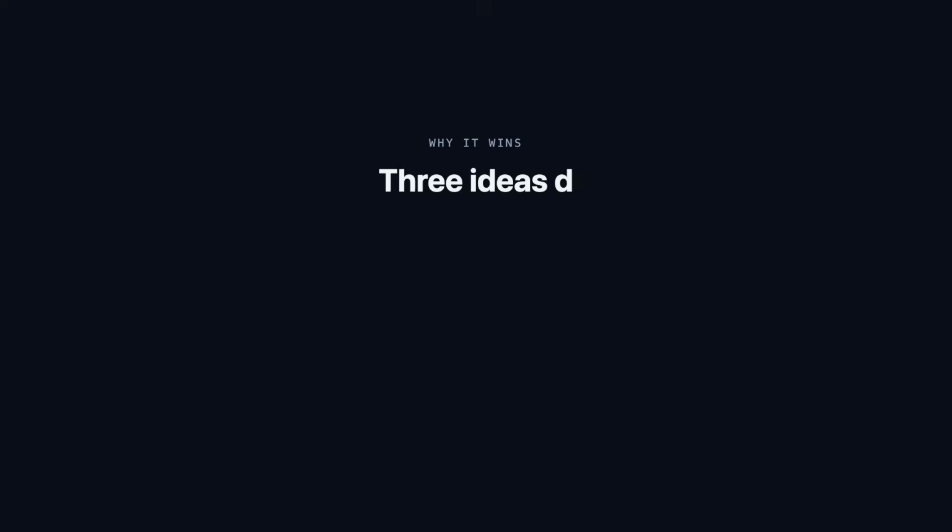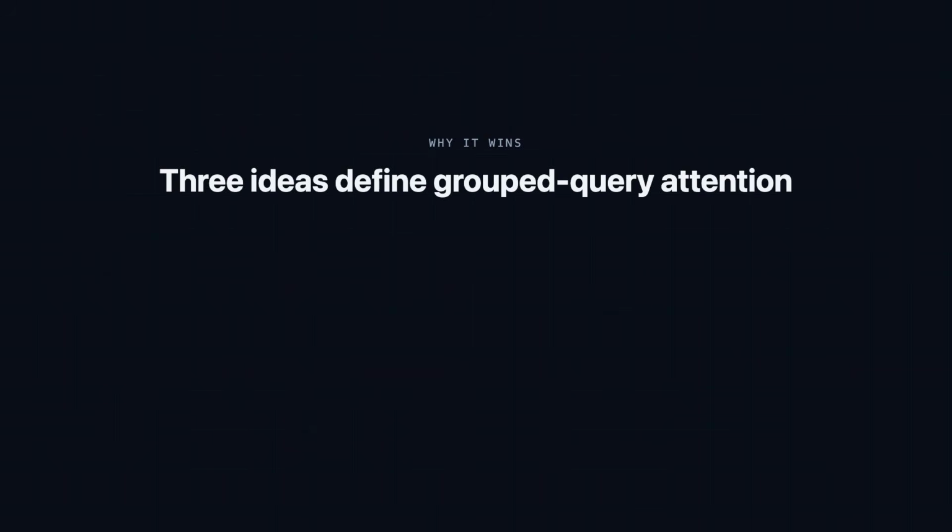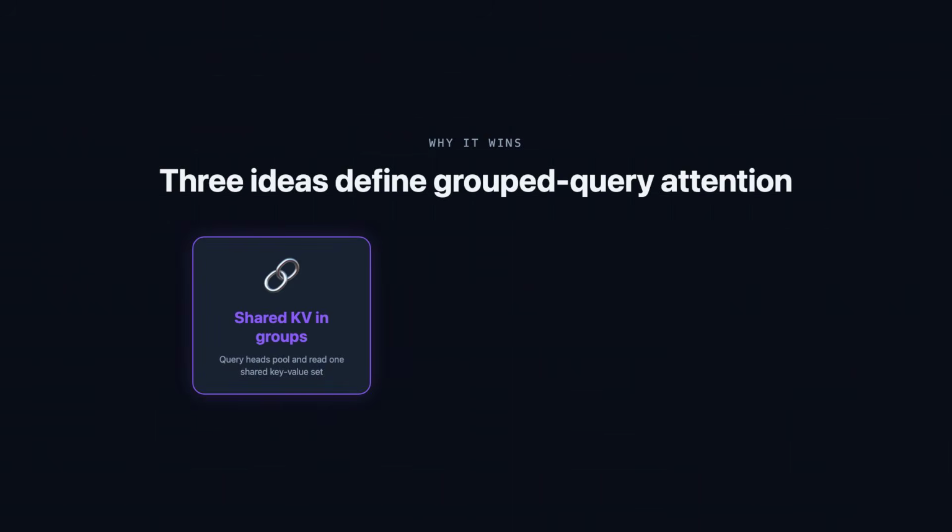Strip it down, and 3 ideas capture group query attention. Query heads share keys and values in groups. Rather than a unique key value set for every head, a handful of query heads pool into a group and read from one shared set. It is the exact middle point between full multi-head attention and single shared multi-query attention.